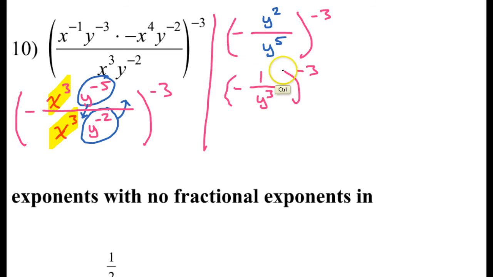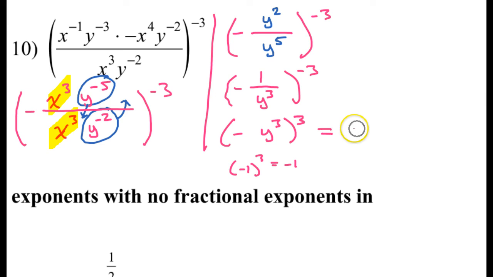Now I'm going to do the reciprocal thing I talked about. So this is going to become negative y to the 3rd power to the positive 3 power. Alright, I did the reciprocal and I made it positive just like I said, and that will set me up for the final answer. This negative sign is going to stay because this is an odd power. You know what I mean. Negative 1 to the 3rd power is still negative 1. So this is going to be negative y to the 9th power. That's the final answer for number 10.